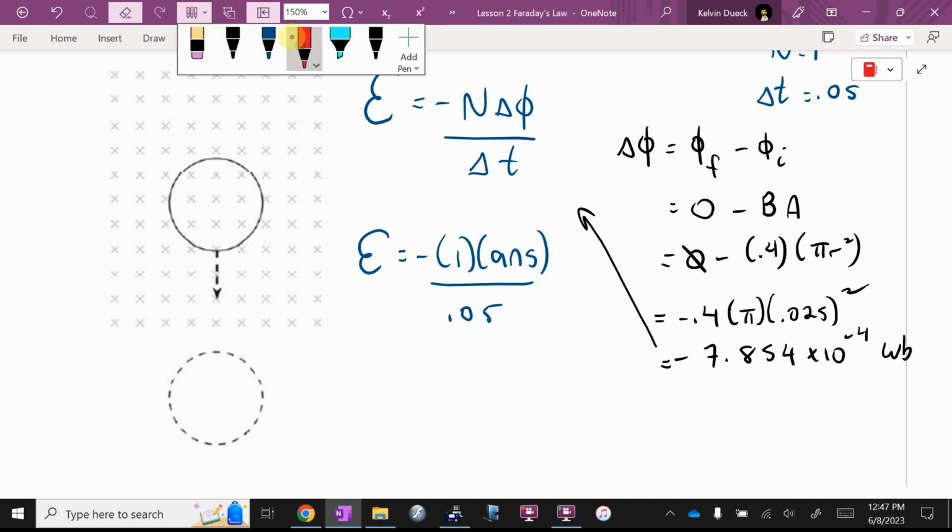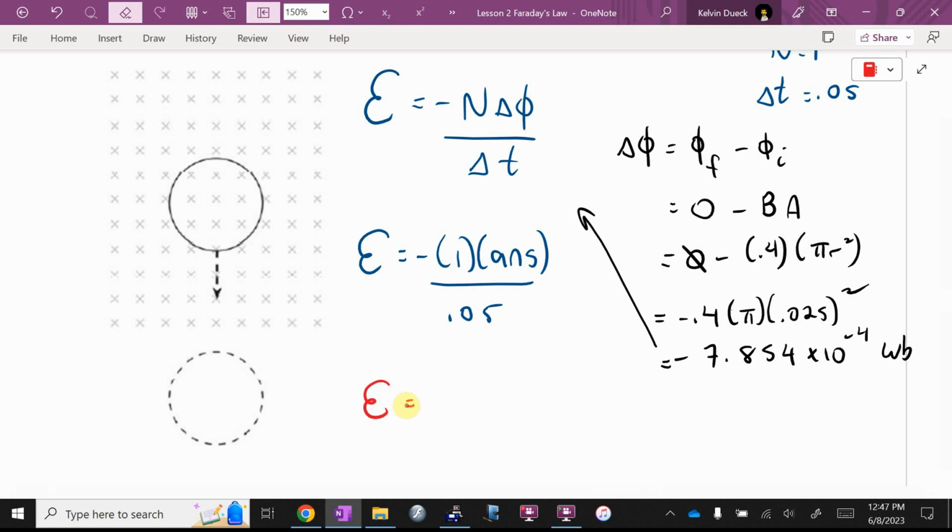Jonah, what'd you get when you're done? I'm using my notes from a couple of years ago, so I'm not doing these in my head, but you don't get a very big voltage, right? Is it 0.016? And the units for EMF or voltage is volts. So not very big, but at least it proves the point.